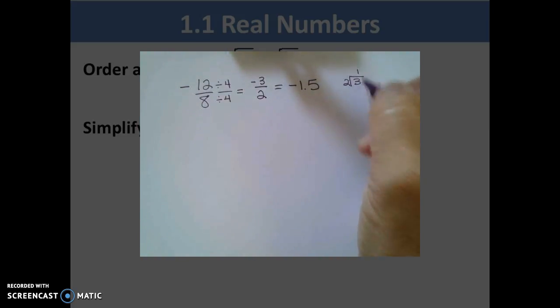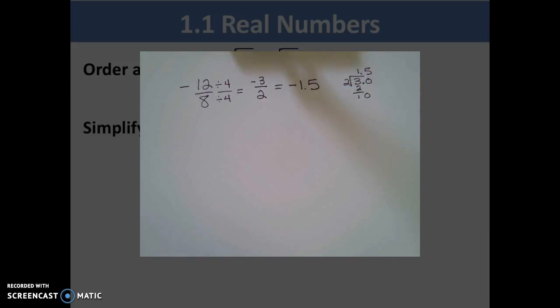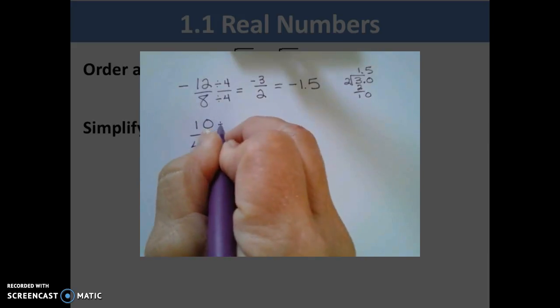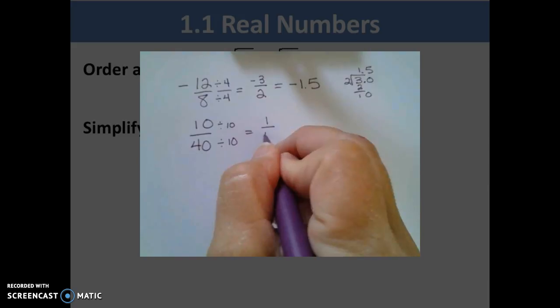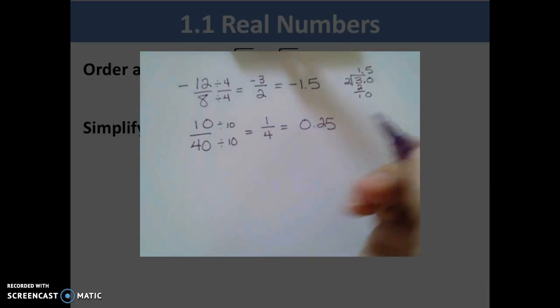3 divided by 2. It's in there one time. My decimal, bring down my 0. 2 goes into 10 5 times. Now, if I simplify 10 over 40, top and bottom are divisible by 10. And I get 1 over 4, and that is decimal 0.25.